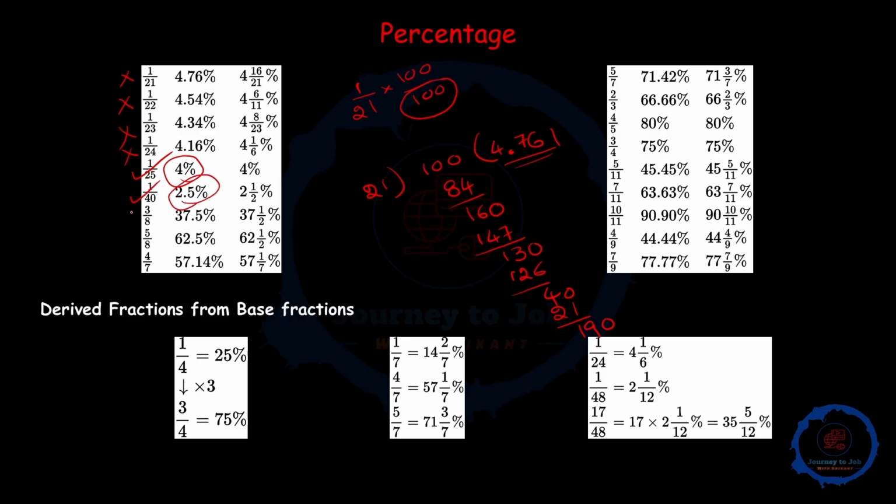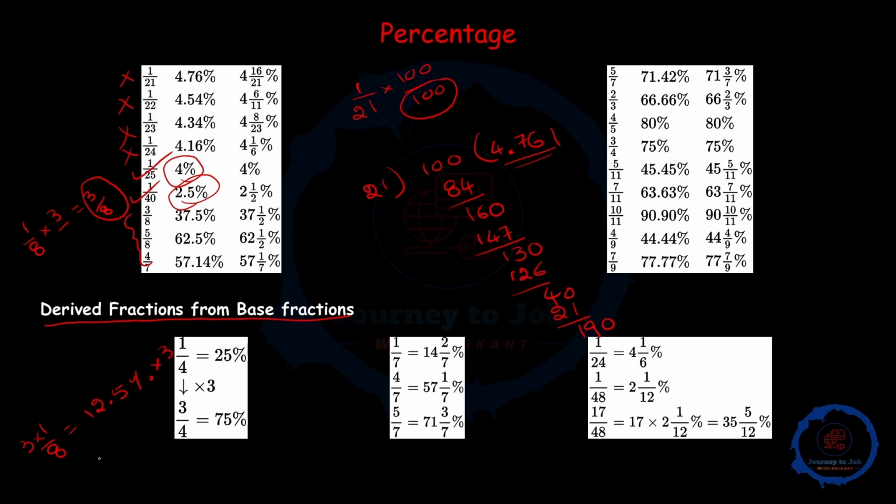3 by 8, 5 by 8, 4 by 7, these are all derived fractions. I will explain. Next 5 by 7 also a derived fraction, 2 by 3 derived fraction, 4 by 5 also a derived fraction. So basically what is a derived fraction? A fraction derived from base fractions. Here the base fraction is 1 by 8. If you multiply with 3, you will get 3 by 8. So this is a derived fraction. The base fraction is 1 by 8. Means, suppose you want to know the percentage conversion of 3 by 8, 1 by 8 is, we already know, 12.5. So multiply with 3 here and also here.